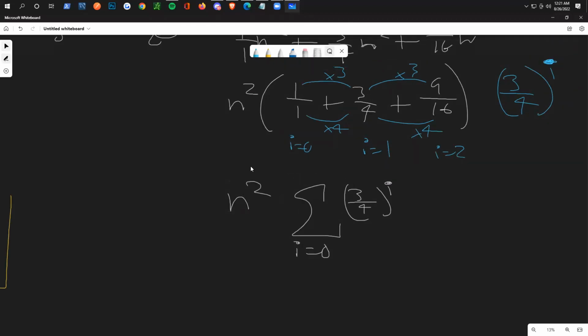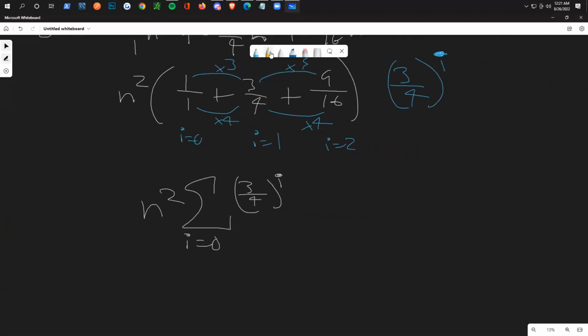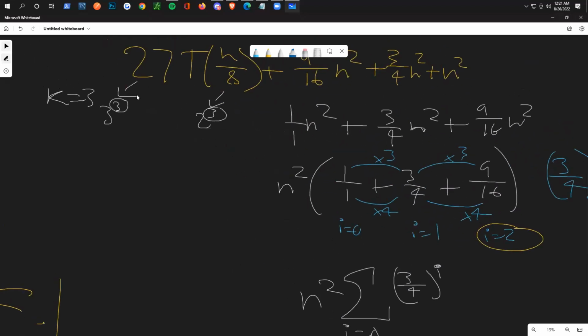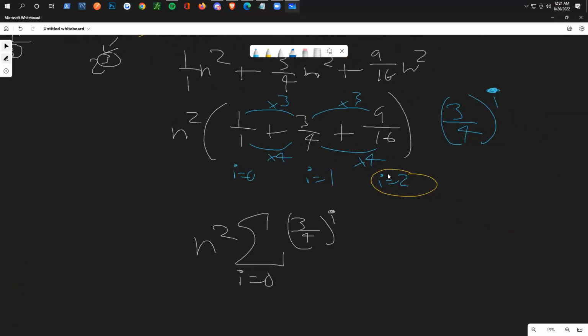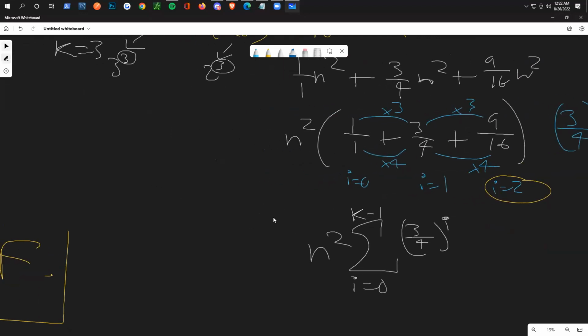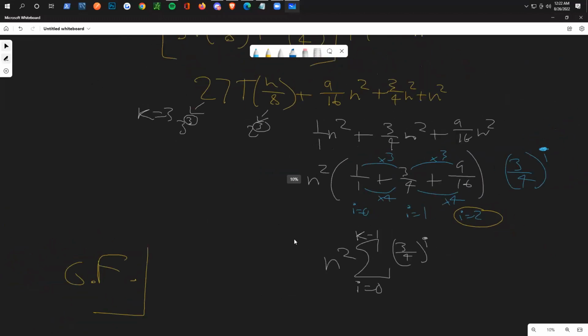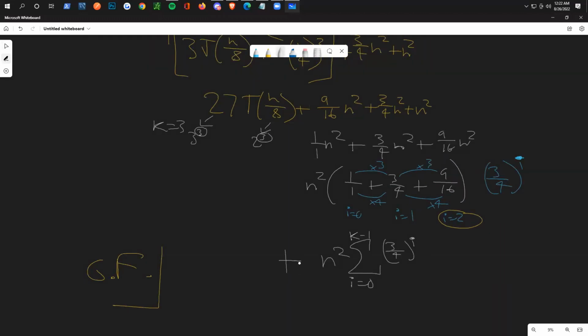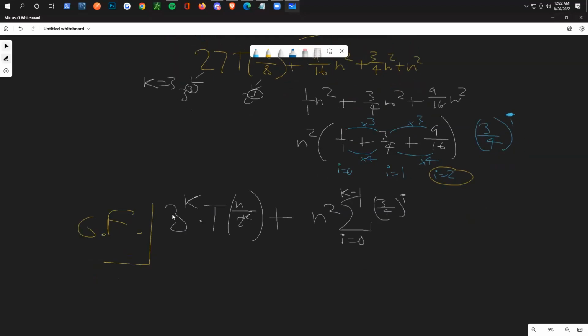So, with the same steps that we did in the first question, we can see where this summation ends. It ends when i equals 2. If k is currently 3, the only way to get from 3 to 2 is by subtracting 1. Therefore, our top bound is k minus 1. And let's do a plus, and let's establish what these are. So this is just 3 to the k times t of n over 2 to the k. And that's that. So this is our general form.